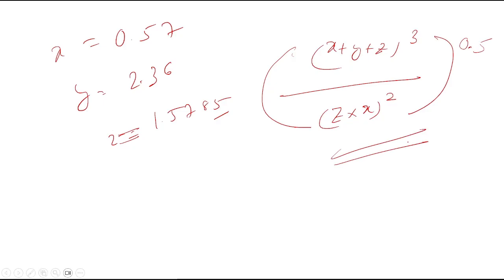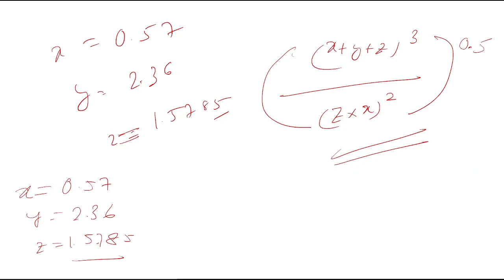X is 0.57, Y is 2.36, and Z equals 1.5785. Do it in the copy and then in MATLAB. I'm writing it freshly: X equal to 0.57, Y equal to 2.36, and Z equal to 1.5785. Okay, simple problem. Do the problem.